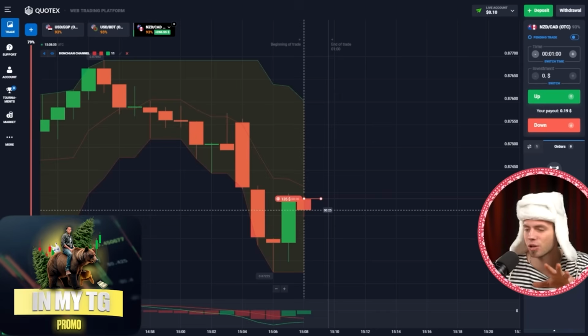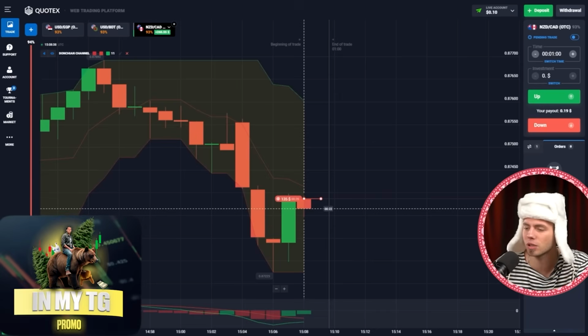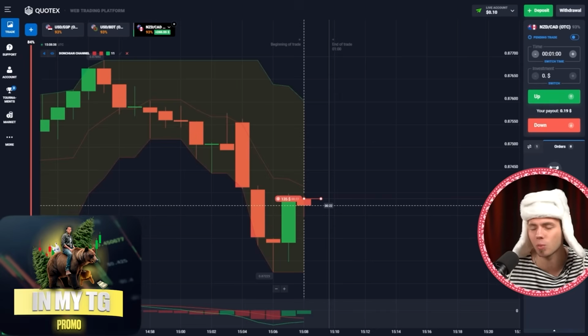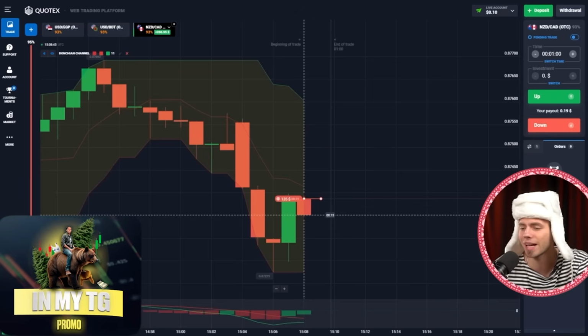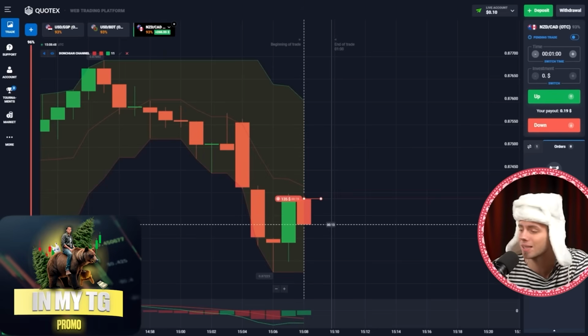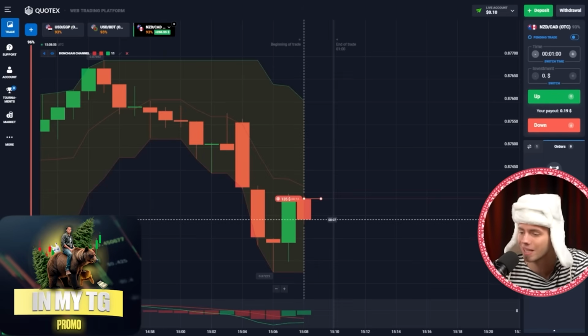Pretty similar situation, I can say, from some point of view, because here we also have this middle line of the channel, which is a very strong resistance level for us at the moment, and we had not enough power to break through it. That's why basically right now we will see the trend going down and the option going down. So yeah, that's basically what is happening right now over here.